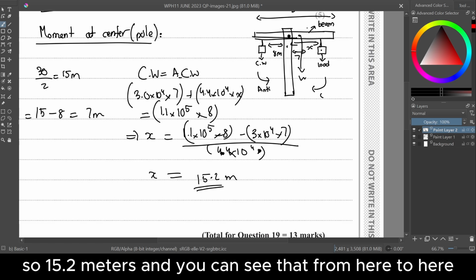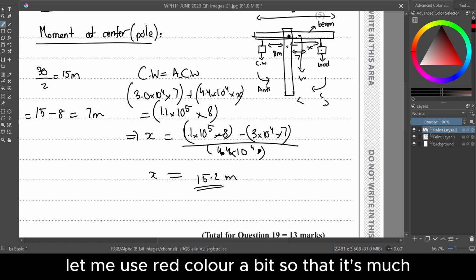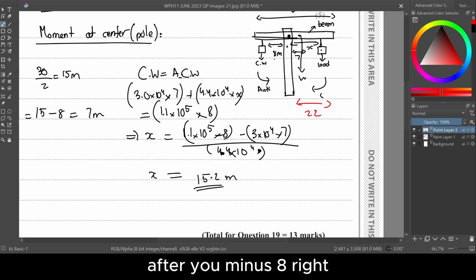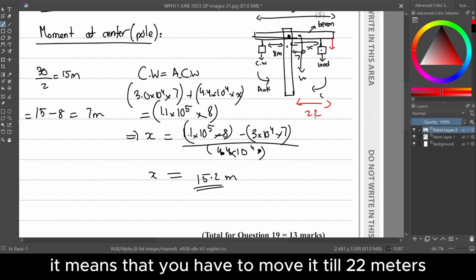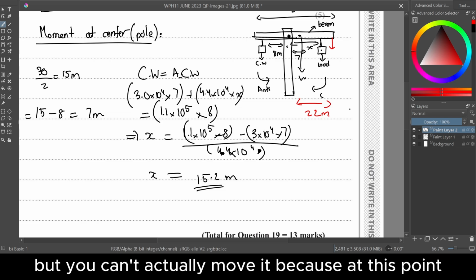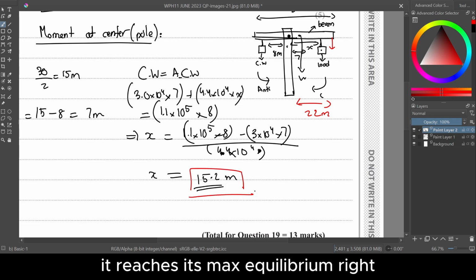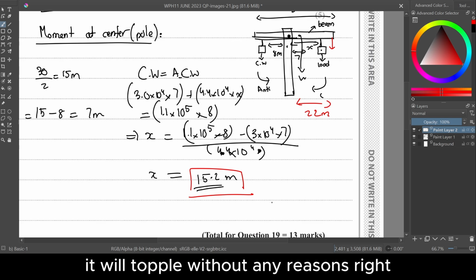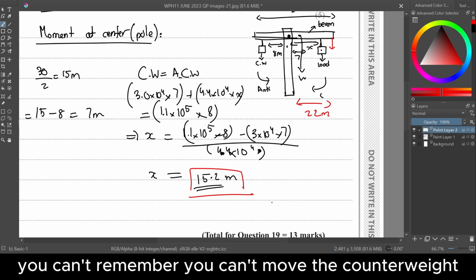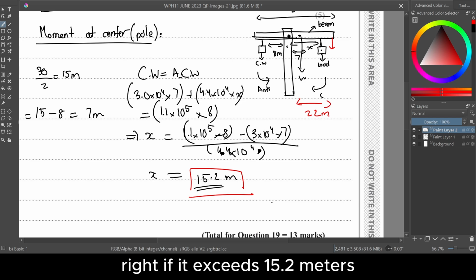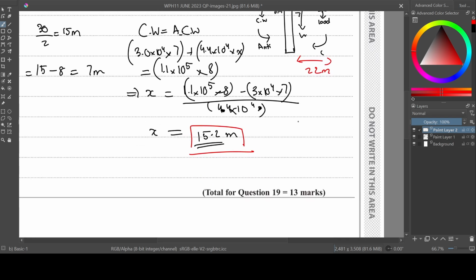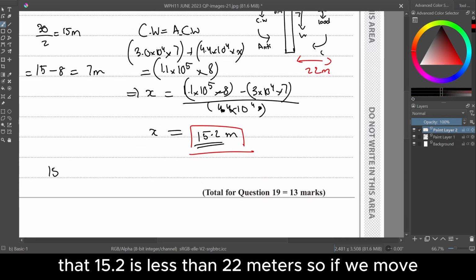And you can see from here to here, let me use red color so that it's more visible, this much is 22 after you subtract 8. So to reach the end you would have to move it till 22 meters, but you can't actually move it because at this point it reaches its max equilibrium, the maximum you can move the load. If you move further than that, it will topple. You can't move the counterweight. If it exceeds 15.2 meters, it will topple without any doubt. You simply write that 15.2 is less than 22 meters.